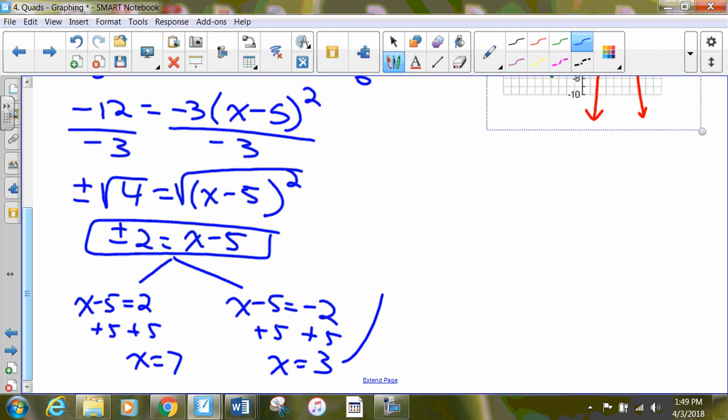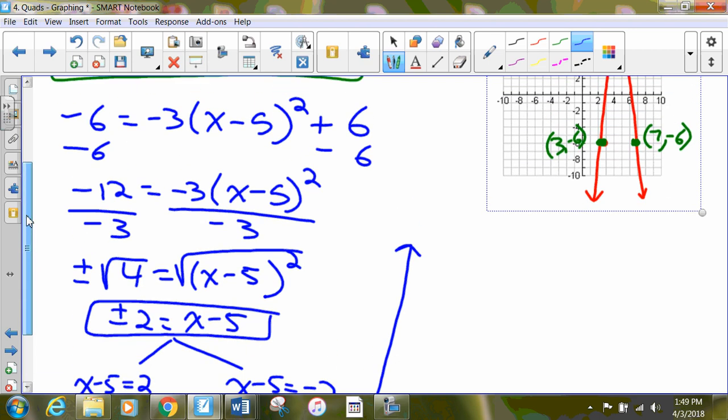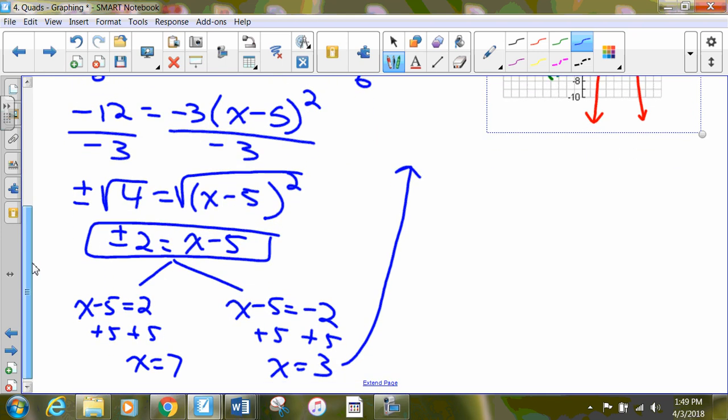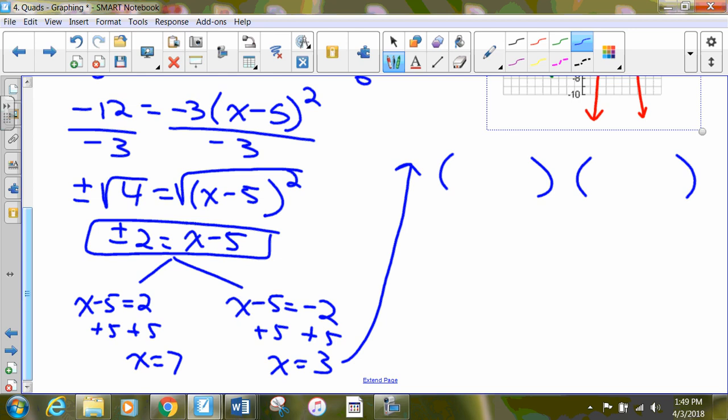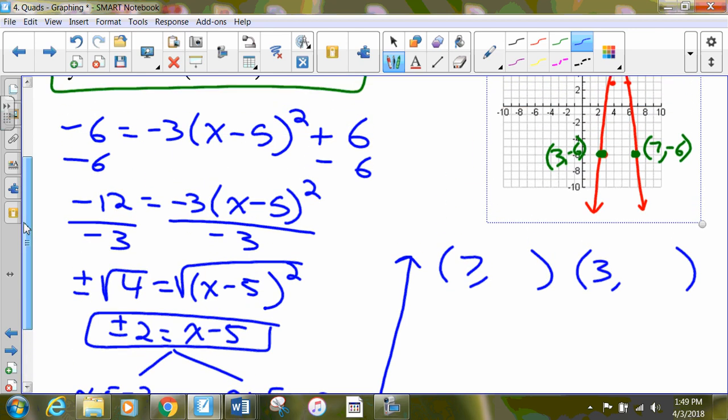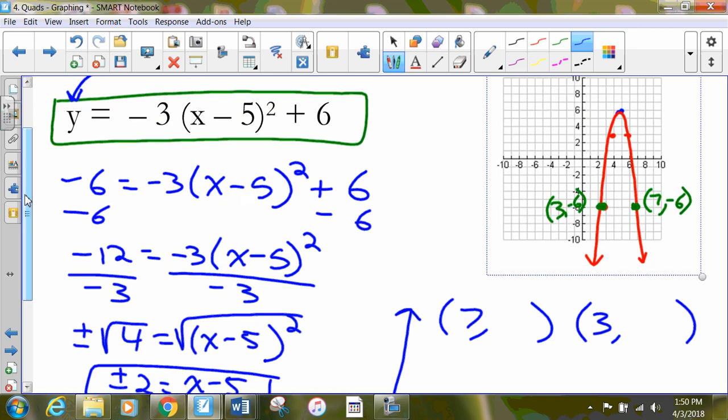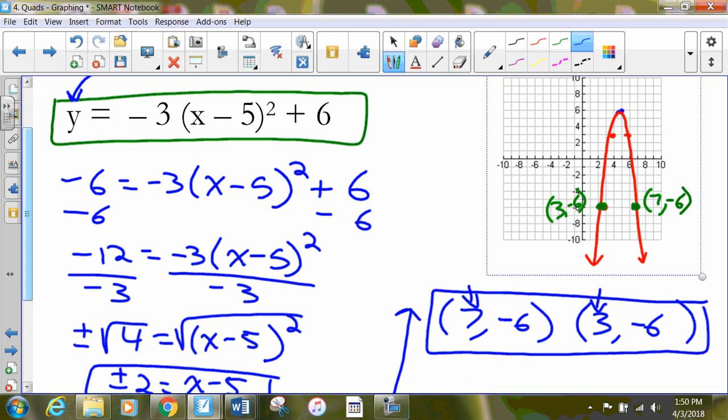So we got x equals 7 and x equals 3, which is perfect. So where does this equation have a y value of -6? At 7 and 3. Now see the way I wrote it? I wrote it as a coordinate point because that's what they asked for. If they just said, at what x's in this graph will give me the y value of -6, I would say 7 and 3, and I would be done.